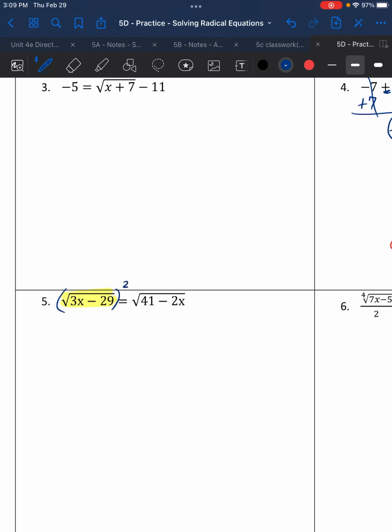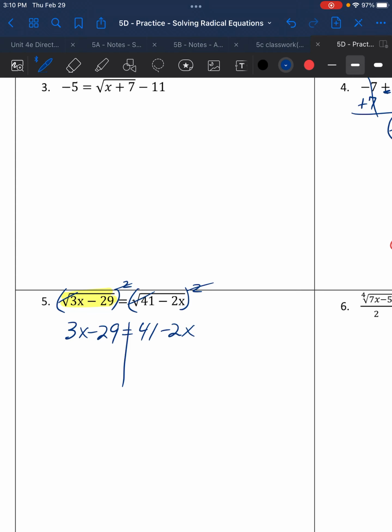I'm going to undo the index. That's a square root, so I'm going to square. And I've got to square the right side also. My square root and square, that's going to drop the square root, which opens up the 3x minus 29. Square root and square drops the square root, which opens up to 41 minus 2x.